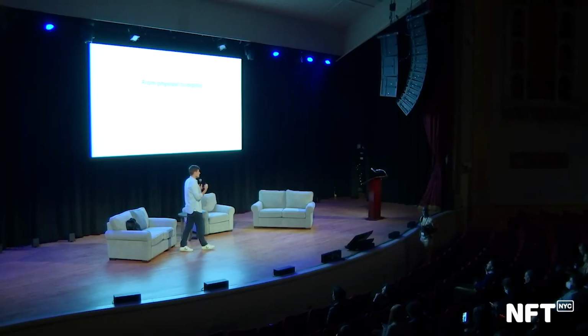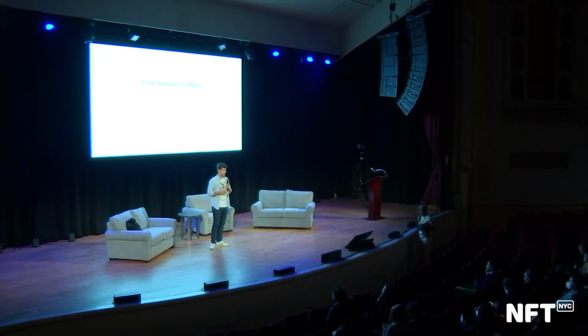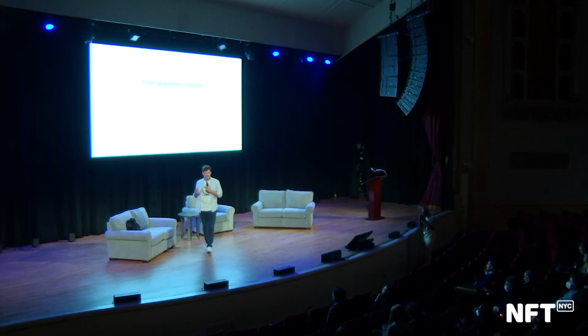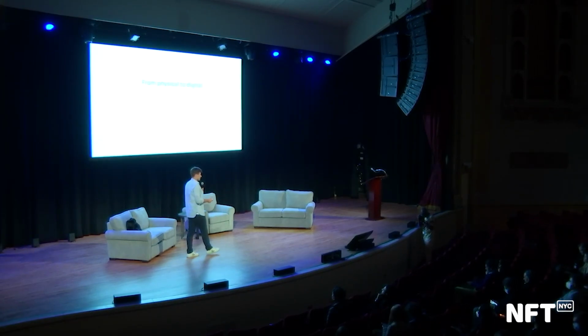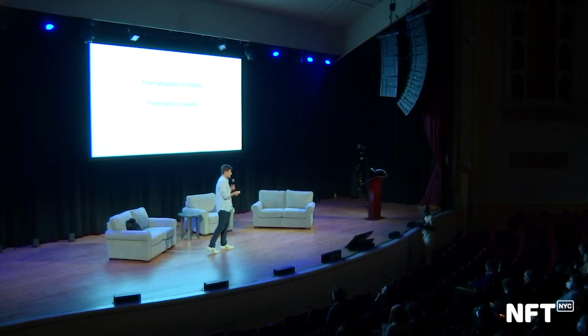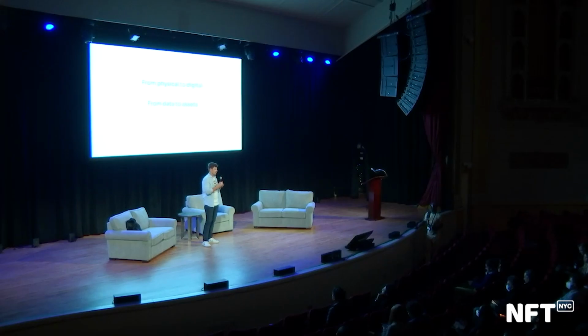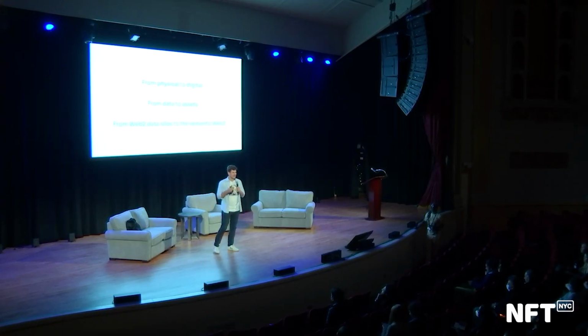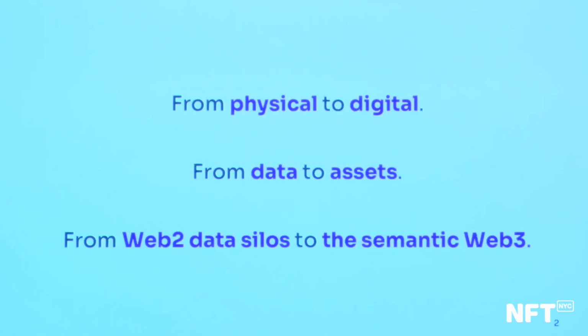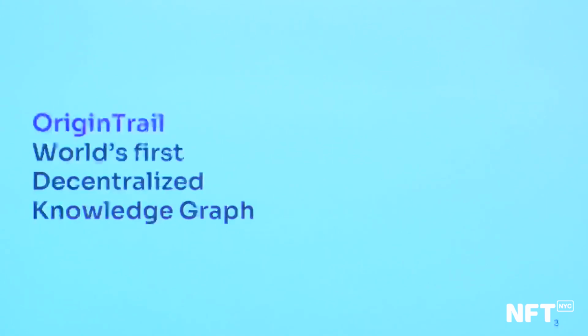So the assets can be physical or they can be digital. All these things require the same three characteristics. Any asset requires to be discovered, to be verified, and at the end of the day, that's what makes it also valuable. So what we're doing is we're moving from physical to digital, and as we create these data points, we're moving those data points to assets. And how are we achieving that? Well, by bridging the Web 2 data silos and enabling the new semantic Web 3.